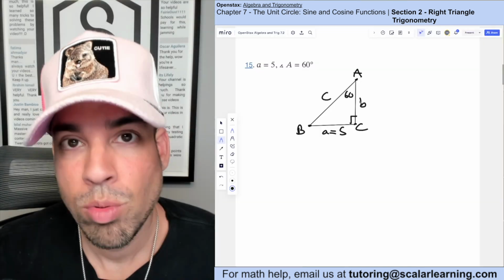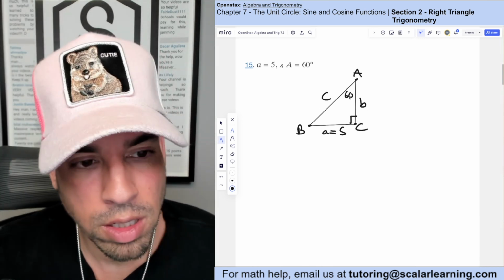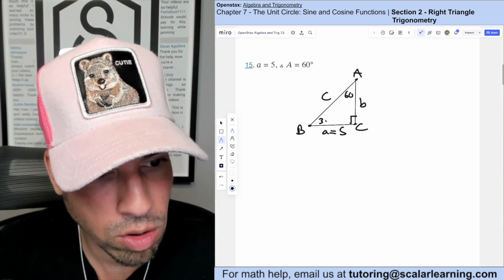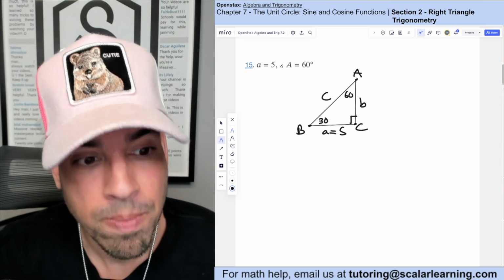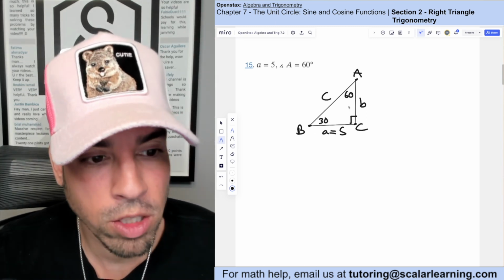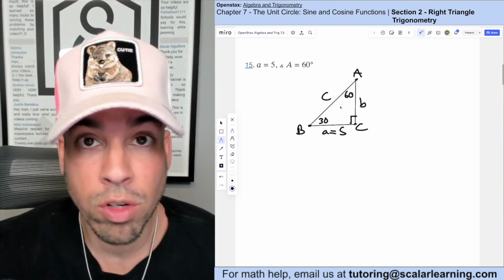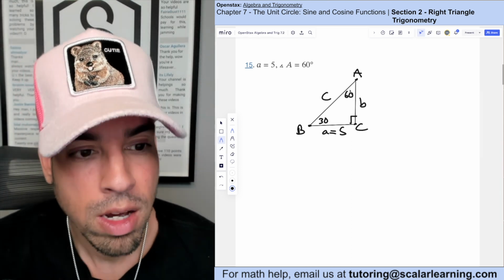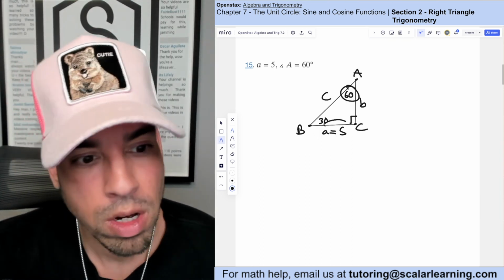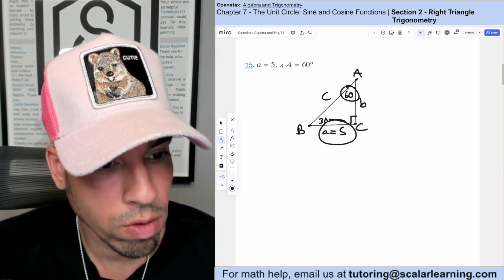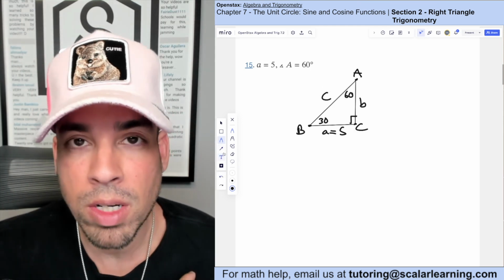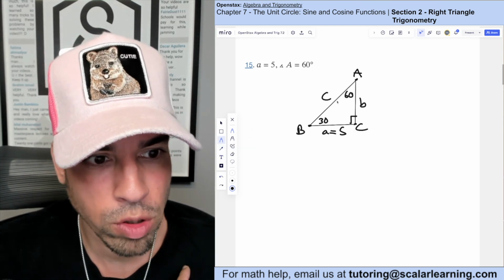Done. So for this one, there's a couple ways to approach it. The first thing is, if I know that this angle is 60, I know that this angle here is 30. And then we can use what we know about special right triangles to solve this, or you can use trigonometry, right? You can say like sine of 60 equals 5 over C and solve for it that way using a calculator. But I'm going to actually use special right triangles and solve this without a calculator.